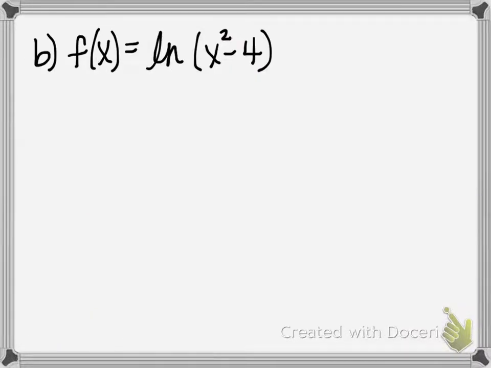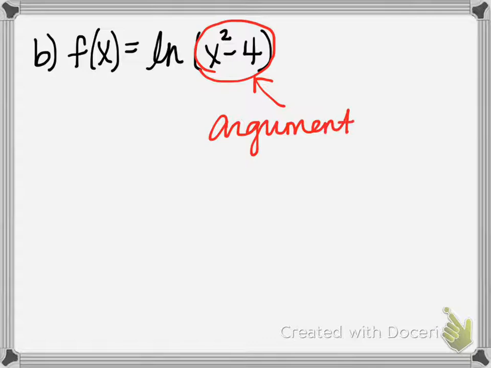Moving on to the second function, f of x is equal to the natural log of x squared minus 4. We have restrictions inside of logarithms. So it's important to remember that we cannot take the log of 0, and we also cannot take the log of a negative number. So what's inside the logarithm, which is what we call the argument, cannot be 0, and it also cannot be negative.